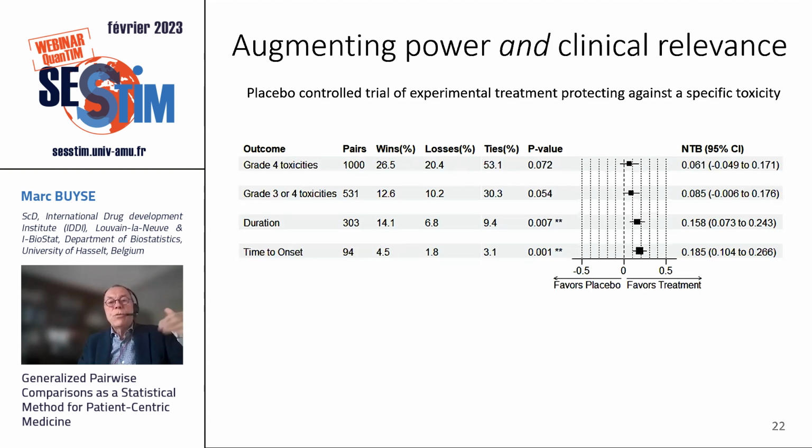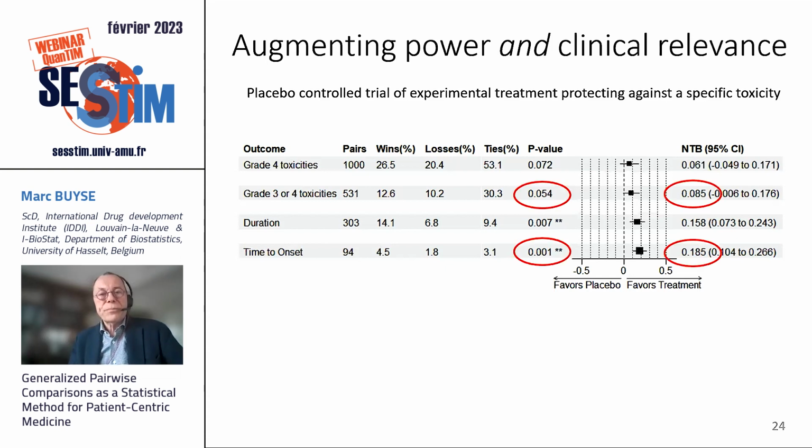And then it's only when you add the duration and the time to onset that you get significant differences between the treatment arms. In other words, we've increased the power of our test because we've included 4 outcomes instead of 1. And we've made it more clinically relevant because we now look at what matters to the patients, not just the fact that they had grade 3 or 4, but how long did it last and when did it occur? So this is a more powerful analysis, but it's also a more relevant analysis in clinical terms.